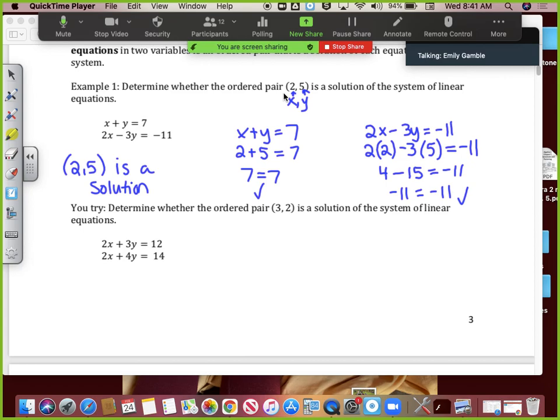In the second problem, now we have a different ordered pair. The ordered pair you're now using is (3, 2). So you're going to replace in 3 for x and a 2 in for y, and you're going to do that for both of those equations. If it works for both, then that is a solution. If it works for one, it is not a solution. If it doesn't work for either, it is not a solution. So go ahead and try that last problem there by substituting both of those numbers in.